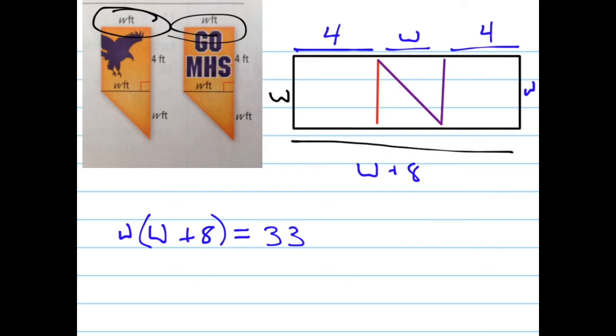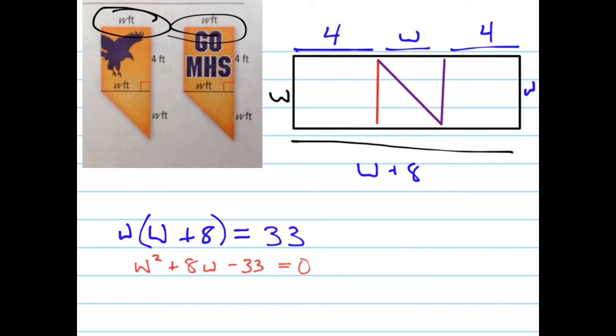All right. Now, our first step is to get everything all on one side, but we're going to combine that with our distributive property. So what do I get when I distribute? W squared, because W times W is W squared, plus 8W. When I move that 33 over, what does it become? Minus 33. So I'm looking for factors of negative 33 that add up to 8.